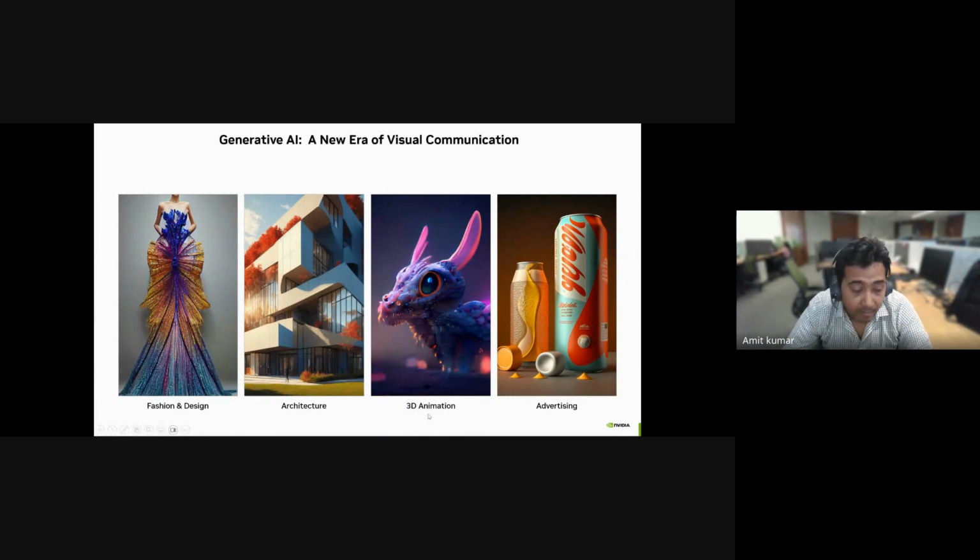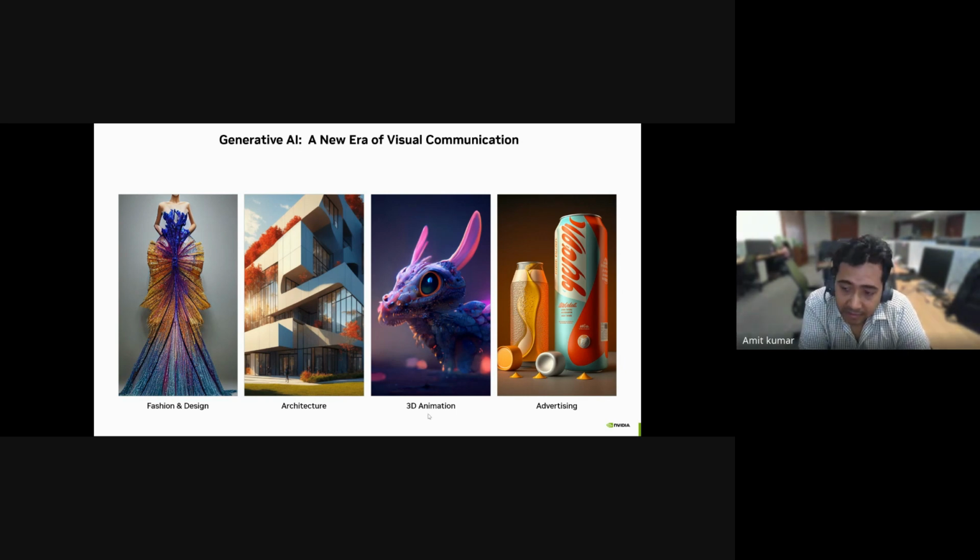Now, it's not limited to text. In text applications, you already know question answering and smart searching. Rather than keyword-based searching, you can describe what you want to achieve, and it will give you the response pretty much the ChatGPT way, right? But even apart from that, when it comes to visualization and communication, you have fashion designing, architecture, 3D animation, advertising, all those kinds of things. There are many applications coming up, right? People are already using it.